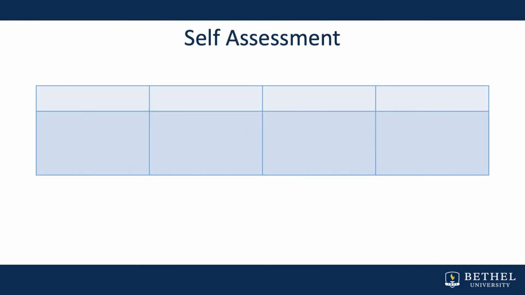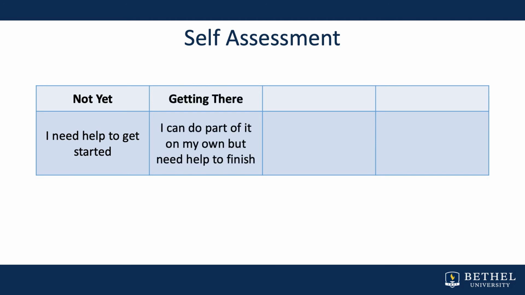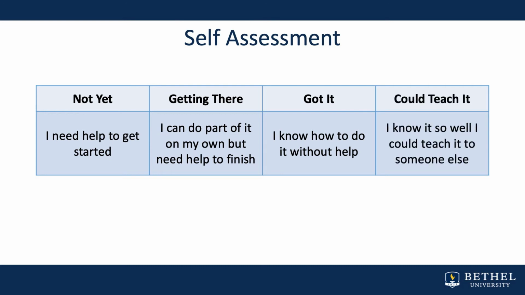One example of such a framework is to teach students there are 4 levels that could describe anything they're learning. Not yet means that something is so new, you need help to get started. Getting there means you haven't mastered it yet, and you might still need some help, but you're beginning to get it. Got it means you've mastered it and could do it forward, backward, and upside down. Could teach it means you know something so well, you could help other people learn it too.